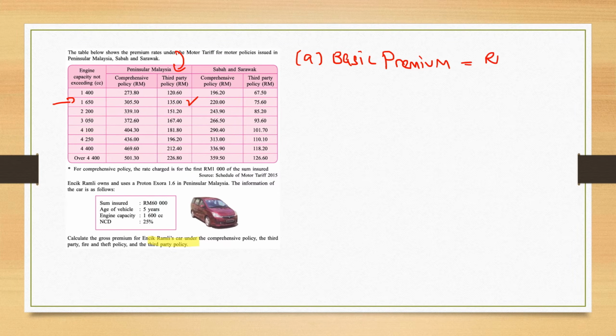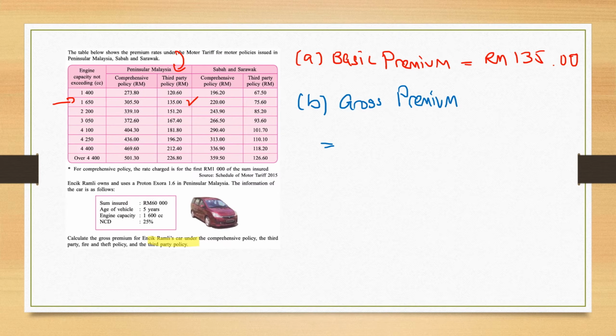Basic premium will be 135 ringgit right here. Now next, you can find your SCD value, but instead I'm not going to do that. I'm just immediately going to find your gross premium.